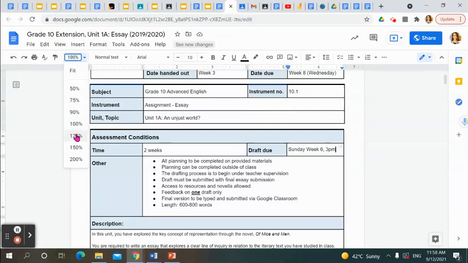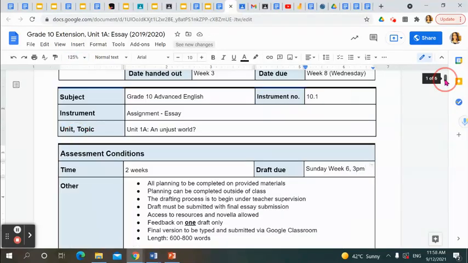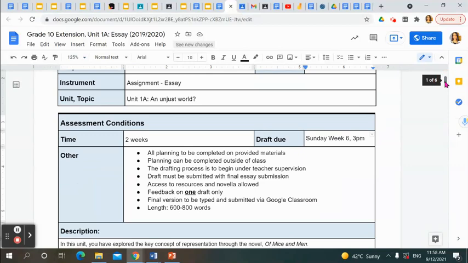So let's take a look at the task itself, okay? Here are a few of your conditions, all right? All planning must be completed and submitted to me, and I'm going to give you some materials to work with, so you need to do your planning in this document. Your planning can also be completed outside of class. You don't have to just use class time to do it.